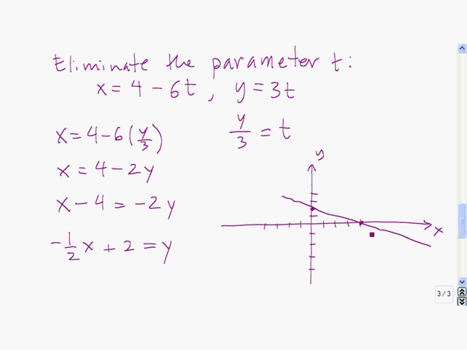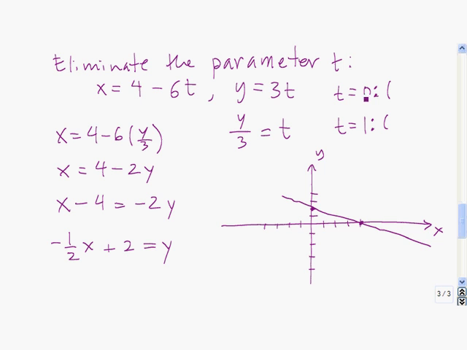Okay, the last thing we need to do is put arrows on it to indicate the direction in which the line is generated as t grows. So we'll just find out the point on the curve or the line that corresponds to t equals 0, and then find the point that corresponds to t equals 1.